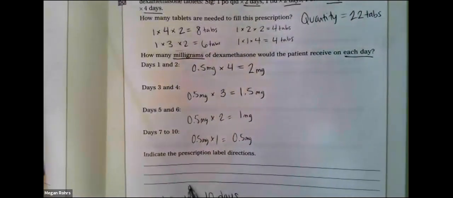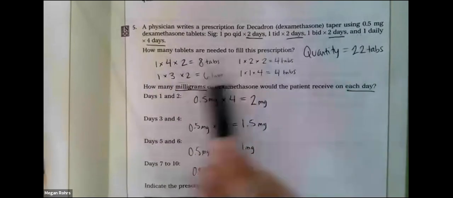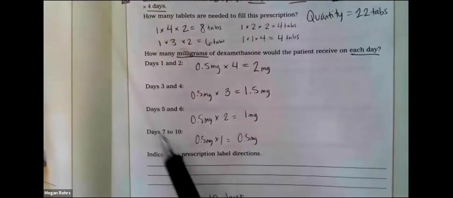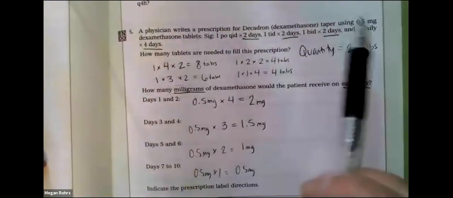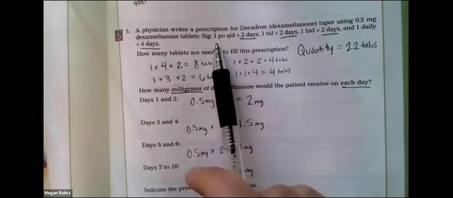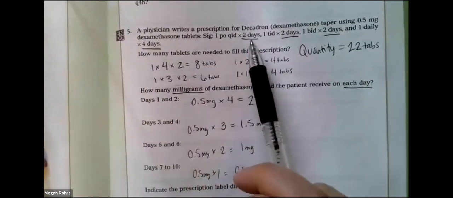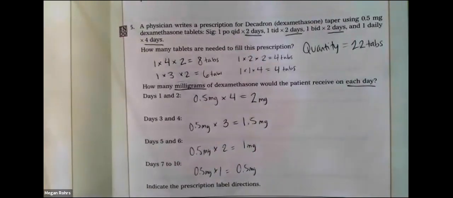Now I'll leave you to indicate the label directions here. You should by now be comfortable with interpreting the SIG. You just have to write out the SIG without abbreviations. Remember, we always start with a verb. So in this case, we have tablets, so you would start with take. So take 1 tablet by mouth 4 times a day for 2 days, and then going on here, filling out the rest of that SIG.